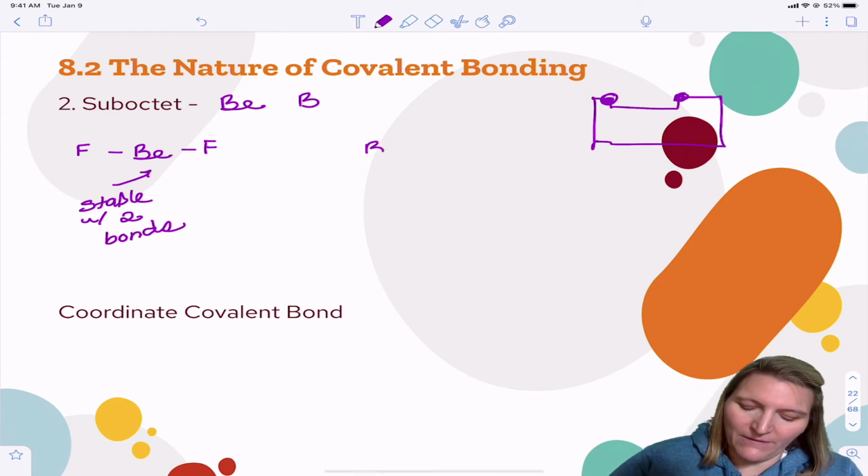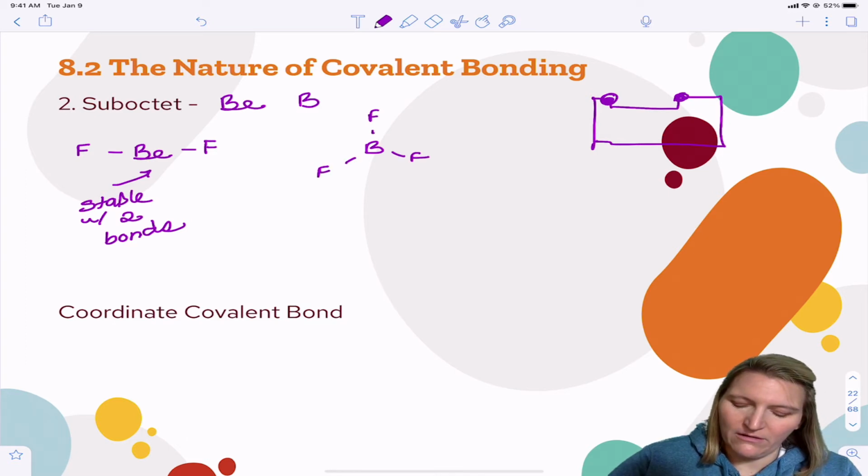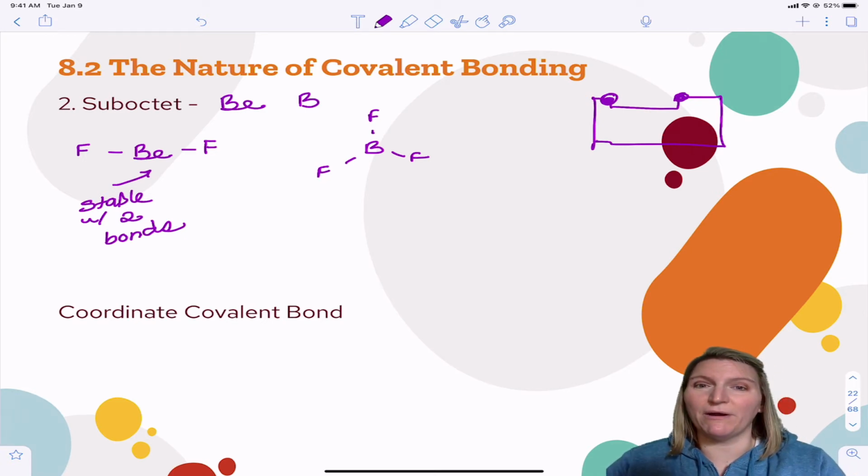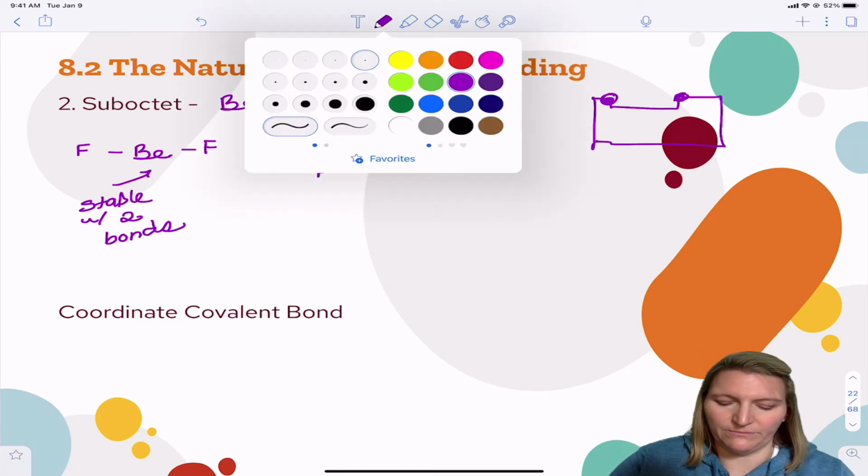Boron will do the same thing, but when boron does it, it usually does it with 3 bonds. So boron and beryllium, because they're so small, can form covalent bonds where the central atom has less than an octet, but it's still really stable. You just need to remember that beryllium and boron are the 2 atoms that can do this.